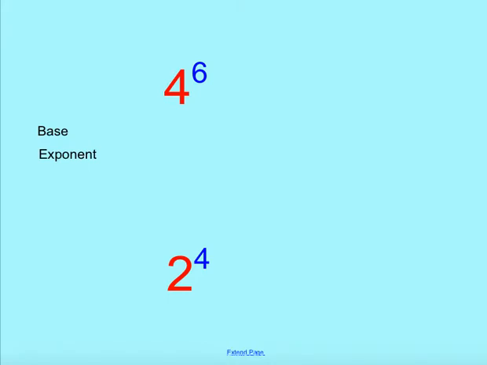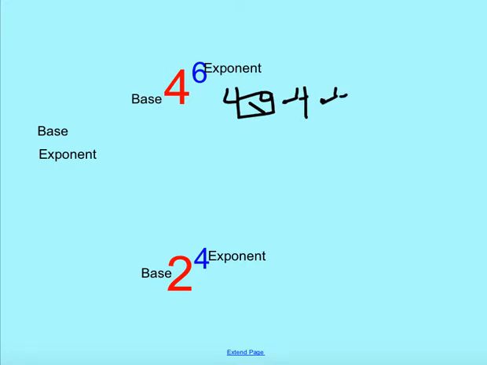So the base of 4 to the 6th is 4, and the exponent is 6. So we'd say the base is 4, exponent is 6. When I go to simplify this out, I would do 4 times 4 times 4 times 4, 2 more, times 4 times 4. And I could start multiplying this out.